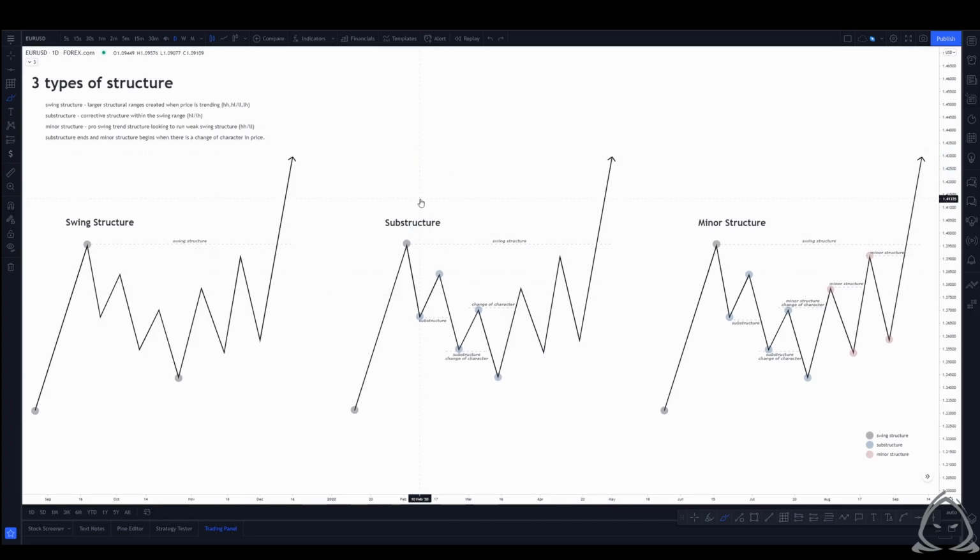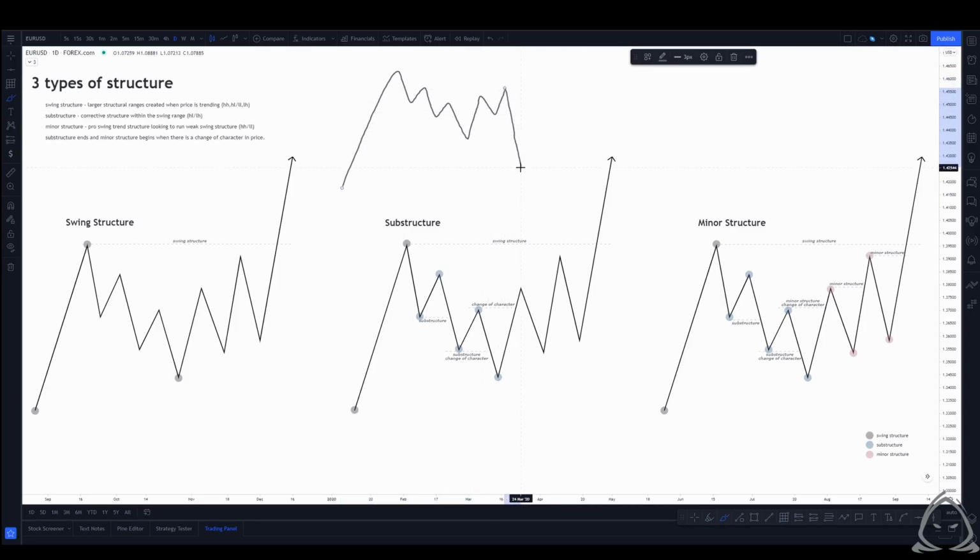Now, one other thing to note is that looking at substructure and minor structure is not going to be an end-all be-all. It's just to create a framework and an understanding of what is happening between the swing structure, what is happening when we're putting in a higher low or a lower high, depending on a bull trend or a bear trend. What we may see is an impulsive move to the upside. We might see price correcting, creating substructure. We see that change of character. We might even get a new higher high, and we're starting to look for entries.